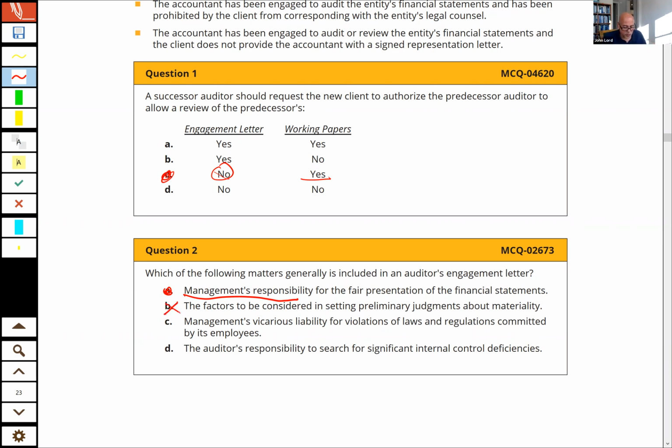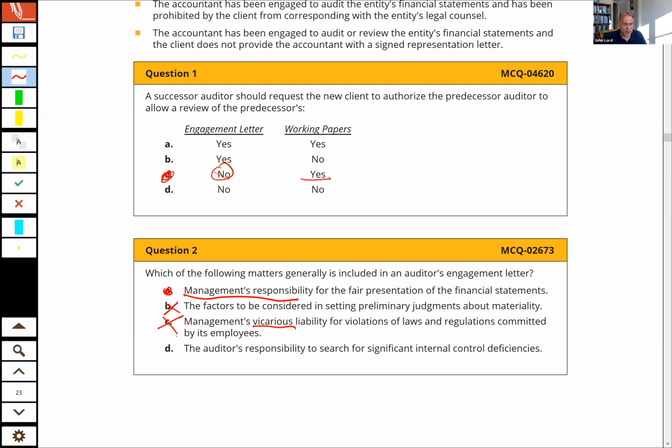So no. Management's vicarious liability for violations of laws and regulations. Any question that has the word vicarious in it is not a good choice. Vicarious liability means that management is responsible if one of their employees commits an illegal act, and that's true. If the employee is speeding and hits a vehicle and there's damage done, yes, the company is responsible for that. But we're probably never going to have that conversation with them unless there's actually been an accident and we think there's a continuing liability issue.